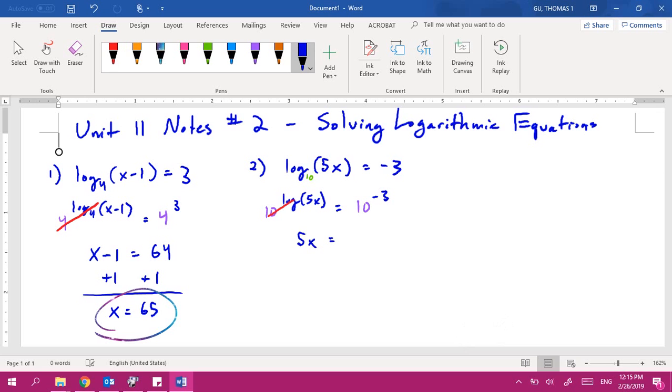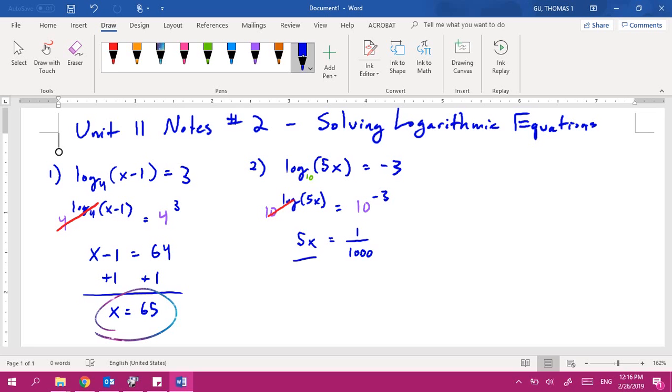What is 10 to the negative 3? 1 over 1,000. Why is that? Because what is 10 to the third? Yeah, 10 to the third is 1,000, so yeah, it's negative, so that's going to be 1 over 1,000. All right, one more step here. What do you have to do?